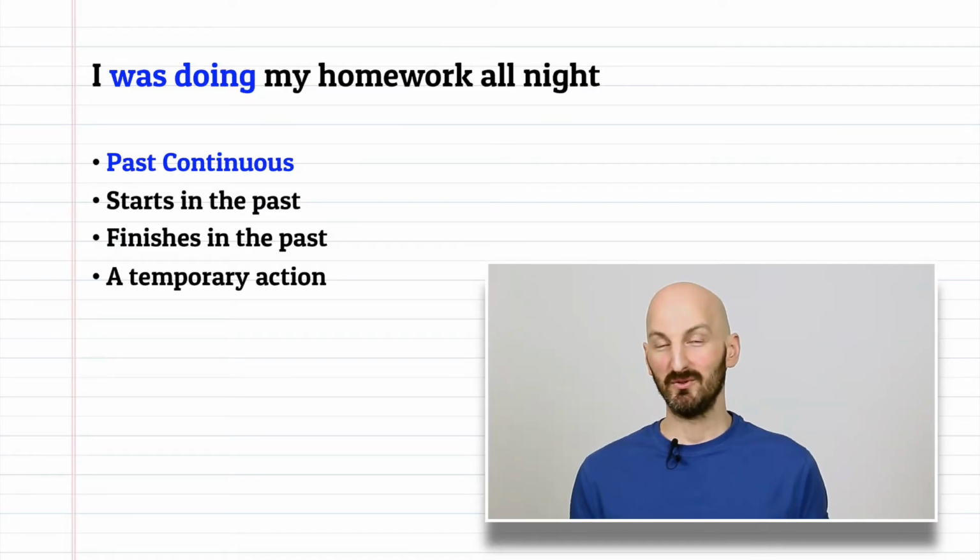The present continuous verb tense describes actions and states that are happening right now and also actions and states that repeat and happen often. So that's the present continuous. Now, what about the past? I was doing my homework all night. The verb form in this sentence is past continuous. It describes something happening in the past.